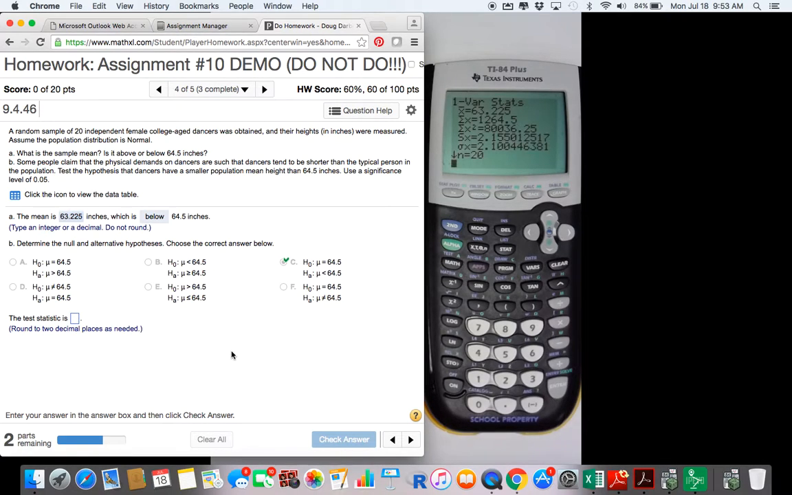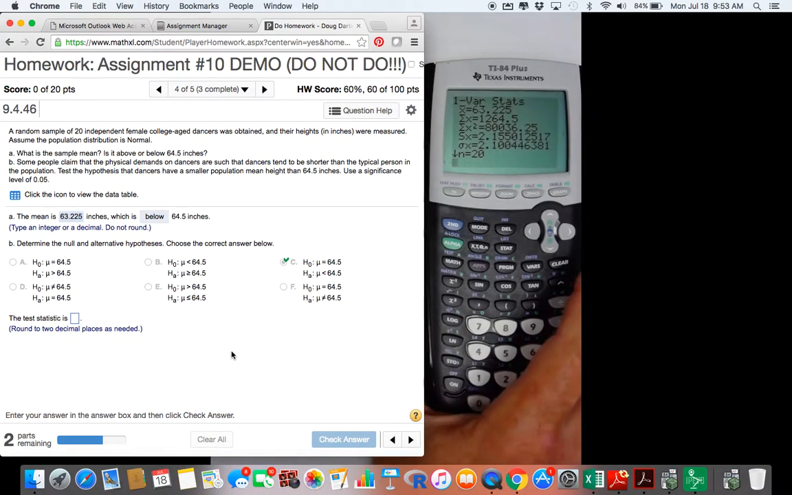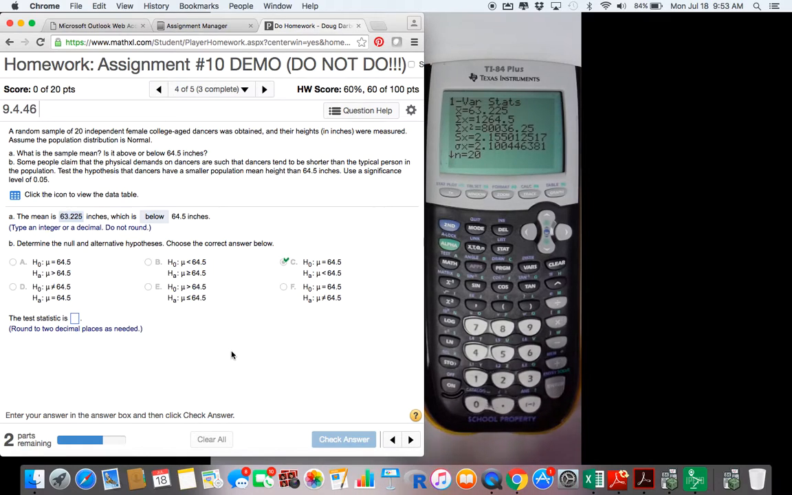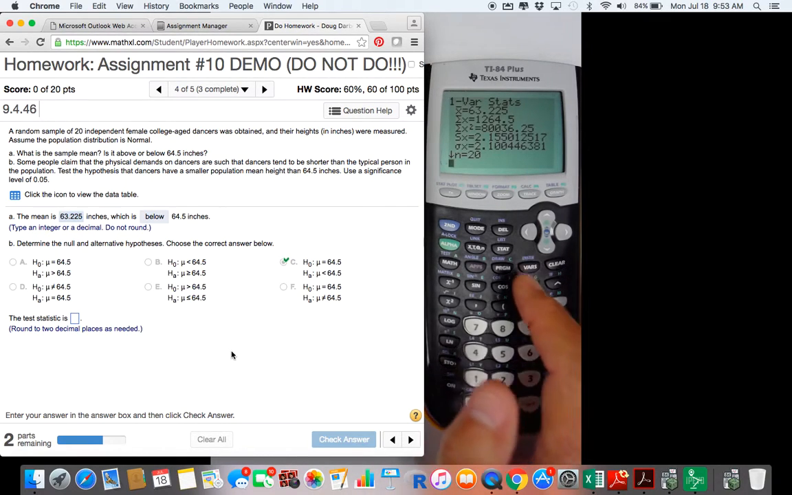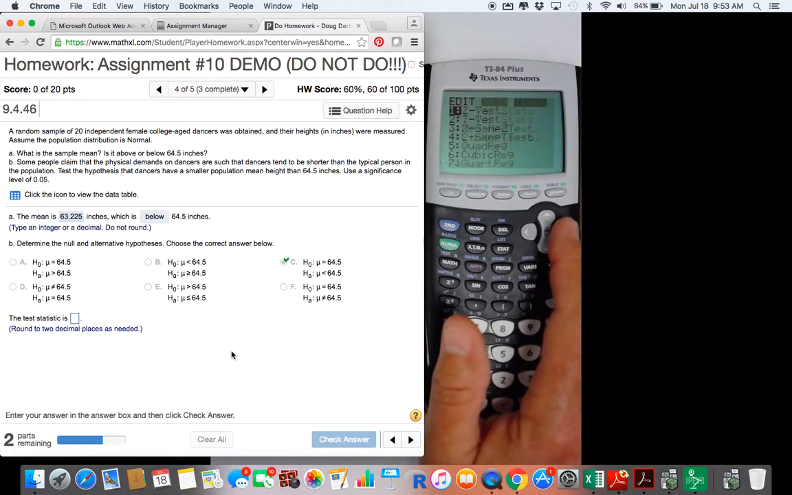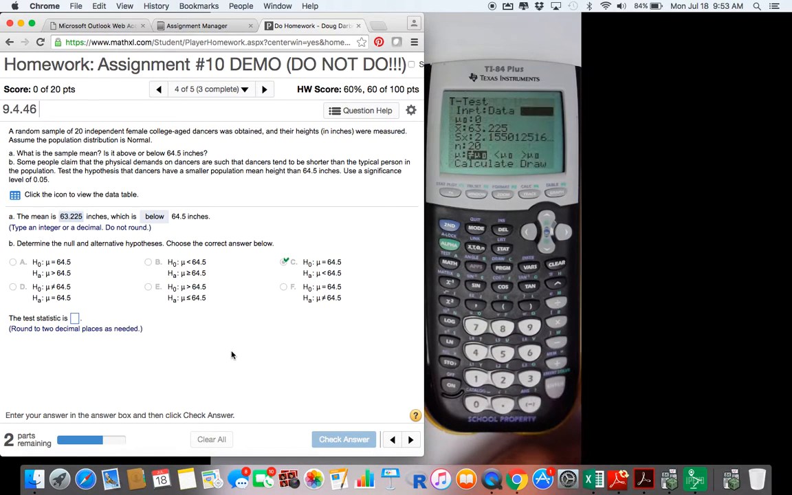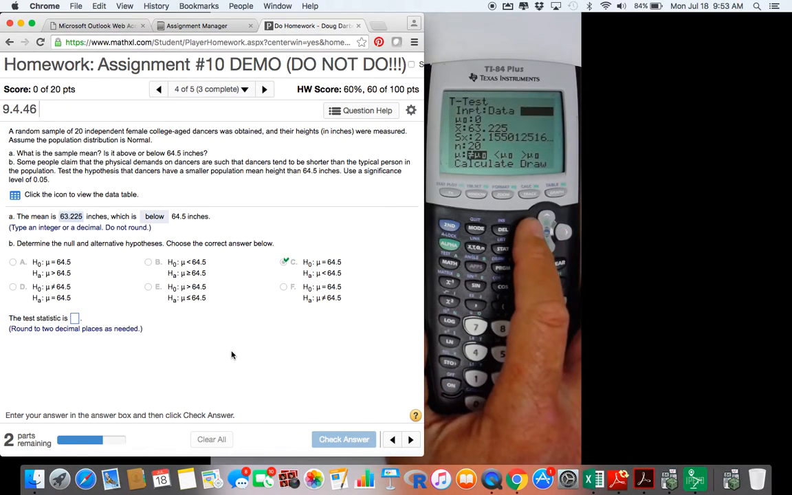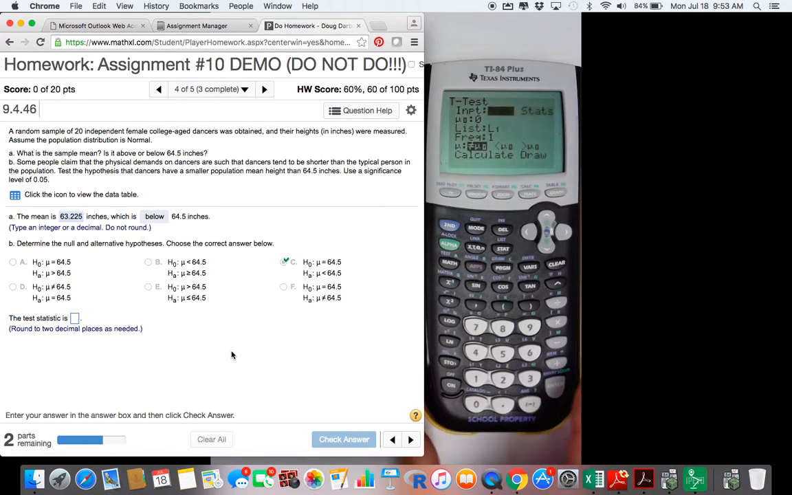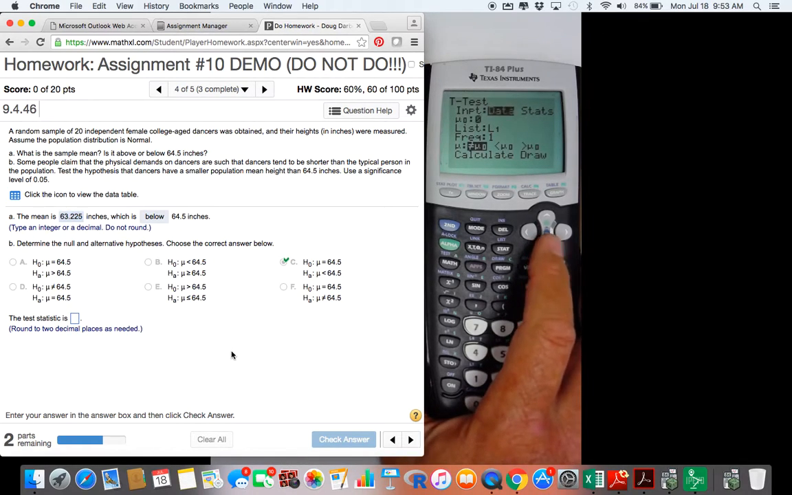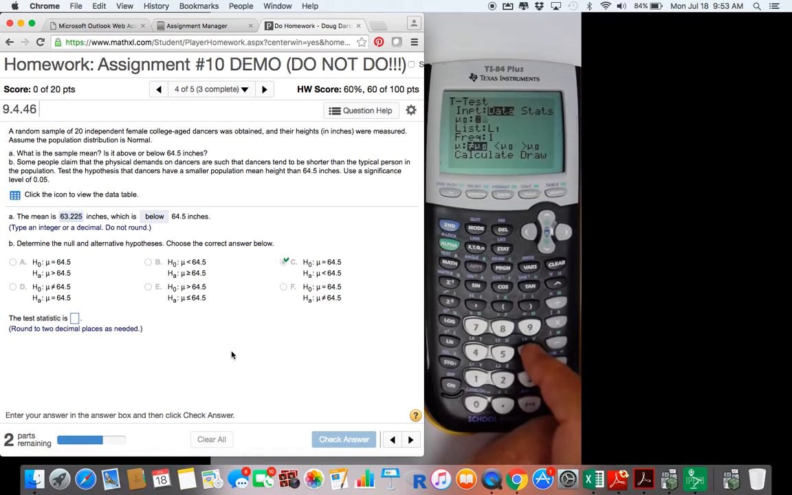What's the test statistic? Well, you can do all this stuff by hand, or you can let your calculator do it for you, and that's what I'm going to do here. So I'm going to go through and I'm going to conduct a t-test. I have my data in L1. The hypothesized value is 64.5.